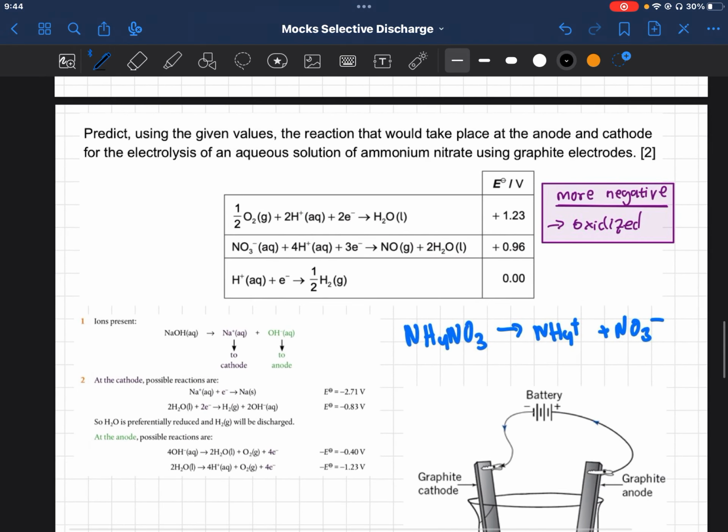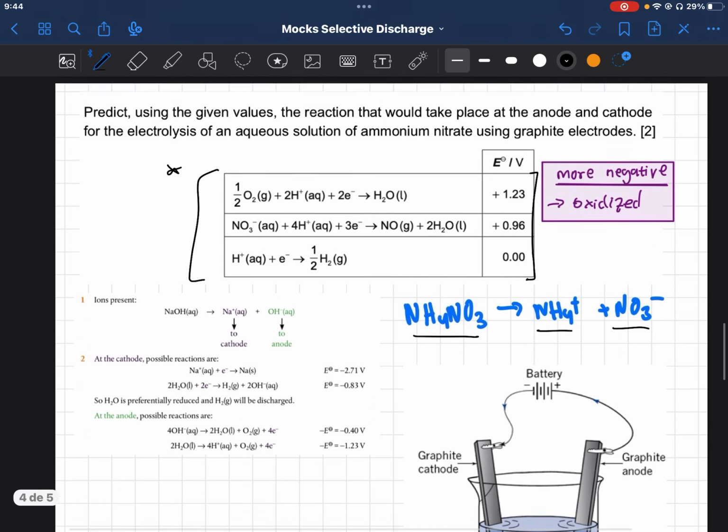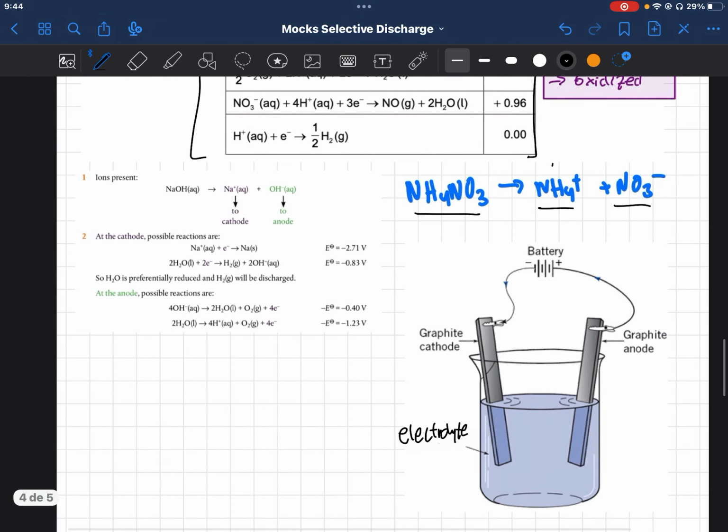Here was the other one that we were looking at, and this was with the ammonium nitrate. And here, again, they gave us some E0 values. So we're going to specifically use the data that they give us. All right, I have ammonium nitrate. It's going to break up into its ions, and it's aqueous, so I have to decide, are these reactions going to be preferred or water reactions going to be preferred, just like I saw here.